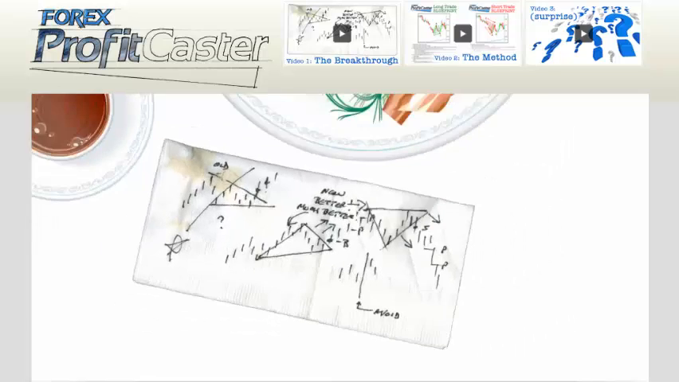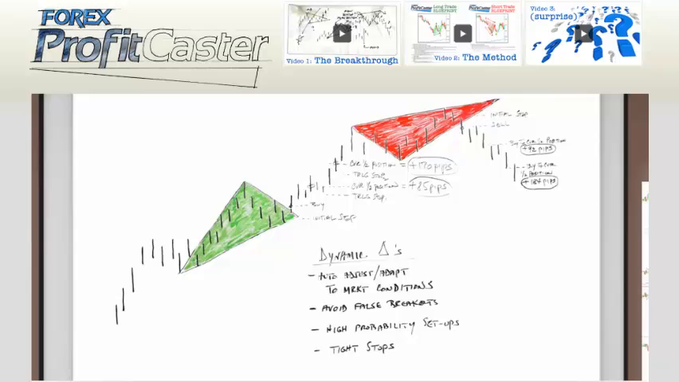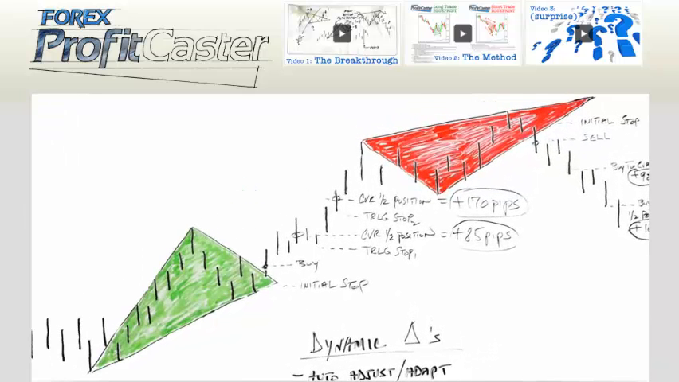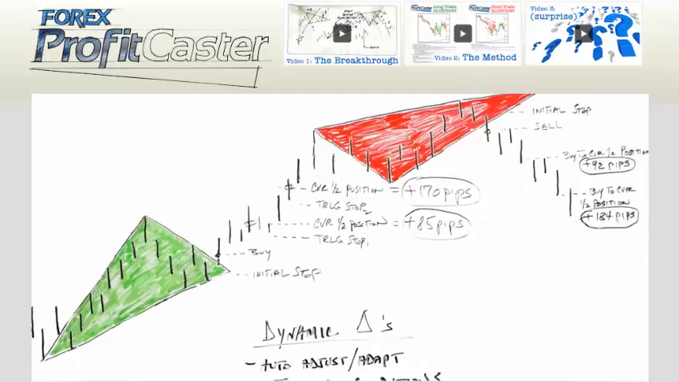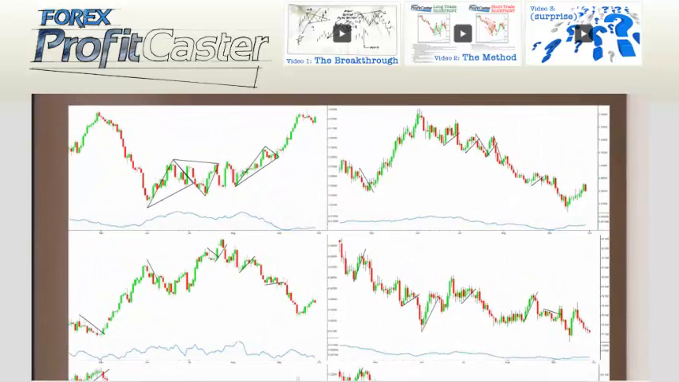Now after breakfast, when I got to my office, I immediately got on the whiteboard to flesh out my idea in more detail. Then I got to work testing it on historical and live charts. And after a lot of tweaking and experimenting, I started to get really excited about the potential this approach had. Now because it uses a series of triangles plotted on the charts to help forecast where the most profit potential is likely to occur, I decided to call this technique the Forex ProfitCaster.